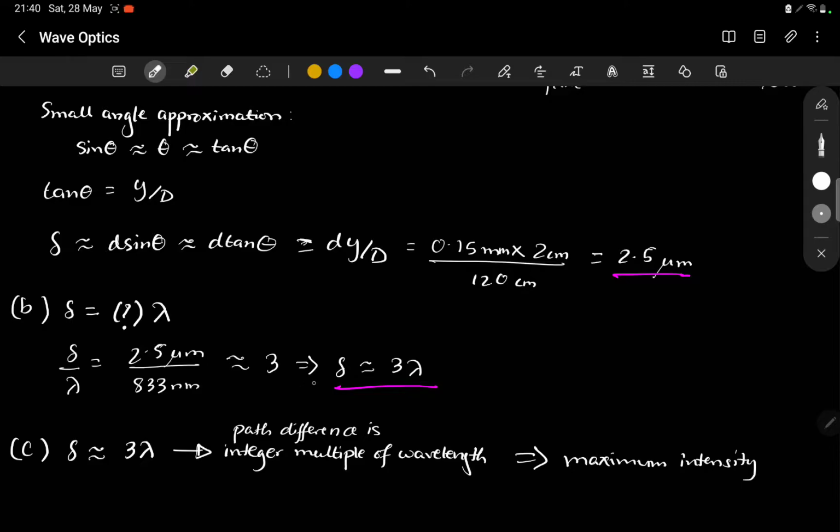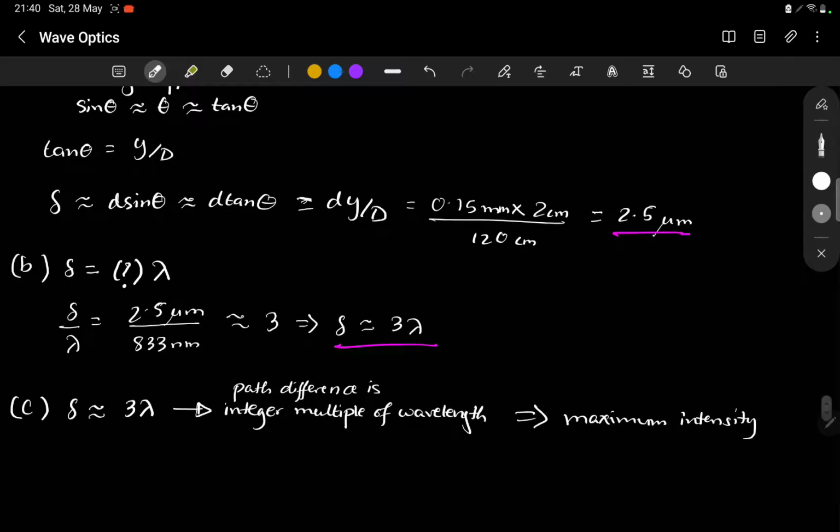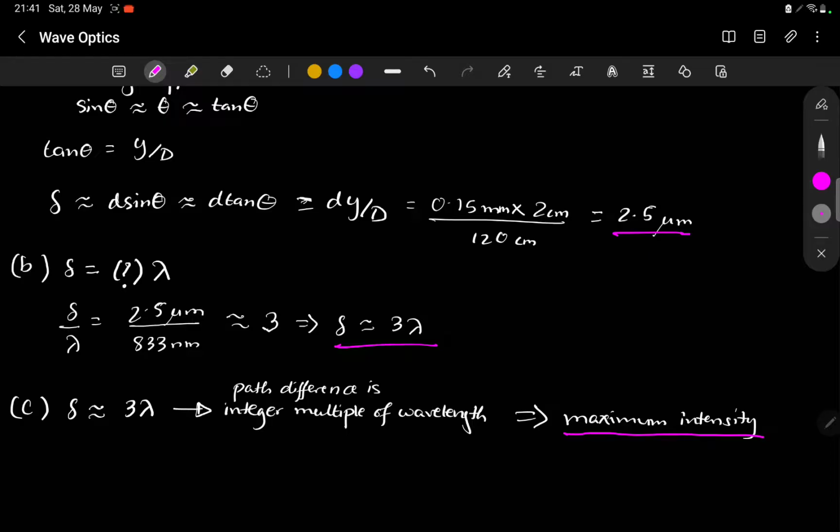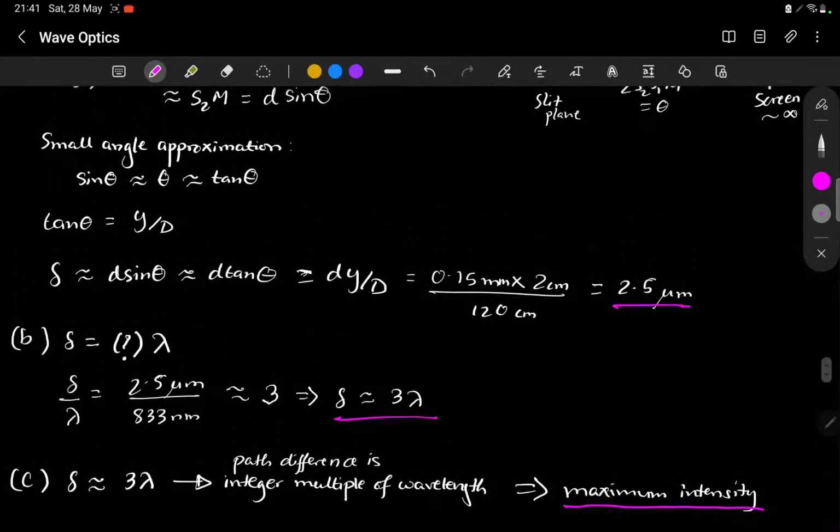Note that this ratio is not exactly 3, it is only approximately equal to 3. So it is not exactly perfectly maximum intensity if you talk in theoretical terms, but from a practical point of view, this is maximum intensity. So we say that the point P is a point of maximum intensity. So this solves the question.